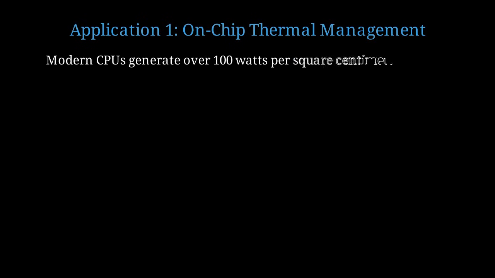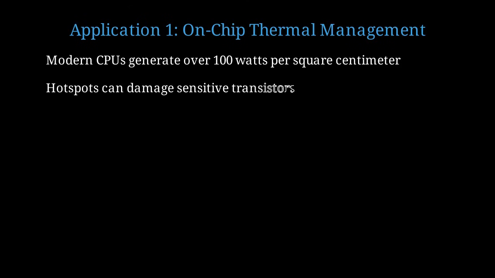Let's explore the first major application, on-chip thermal management for integrated circuits. Modern high-performance processors generate power densities exceeding 100 watts per square centimeter. This creates severe thermal management challenges. Local hotspots can reach temperatures that permanently damage transistors or degrade performance.